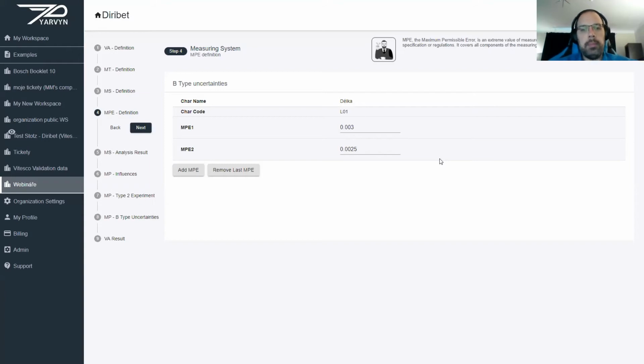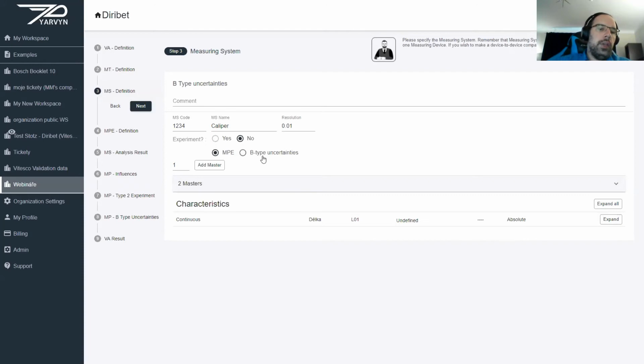there can be more of them for, let's say, a little bit complex systems. So you can add all of the MPEs you have, and then the overall uncertainty is calculated from the combination of all of them. So this is the first way. You have MPE, maximum permissible error. You fill this in, and the uncertainty from the measuring system is calculated directly from this value, and nothing else is needed.